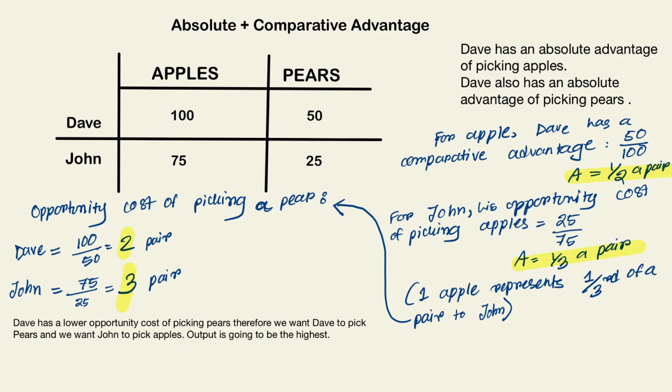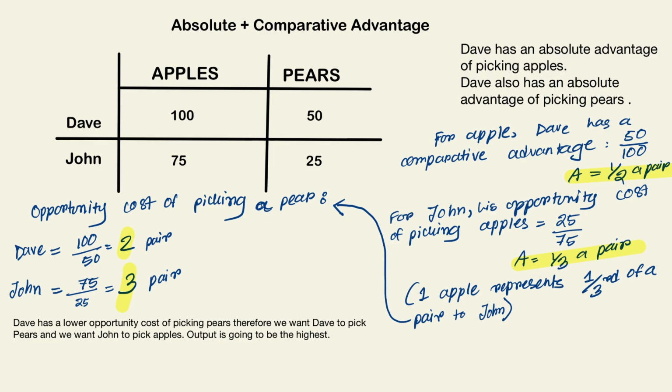Same goes for the opportunity cost of picking a pear. From the calculation, we can see that Dave's opportunity cost is 2 pears, while John's opportunity cost is 3 pears. This means that Dave has a lower opportunity cost of picking pears. Therefore, we want Dave to pick the pears and we want John to pick the apples, considering the output is going to be the highest this way.